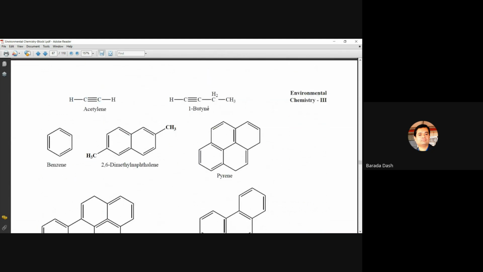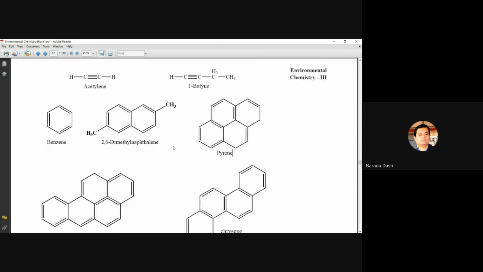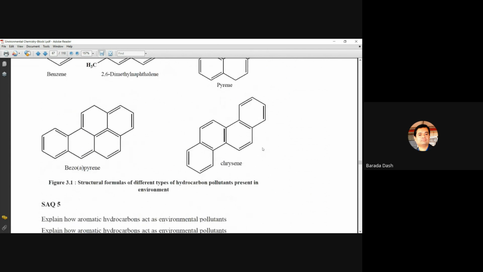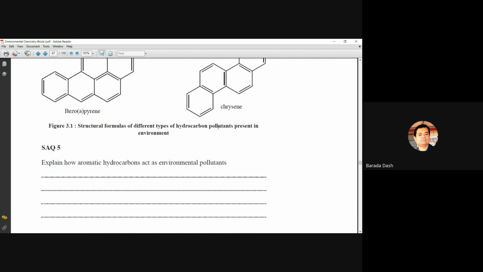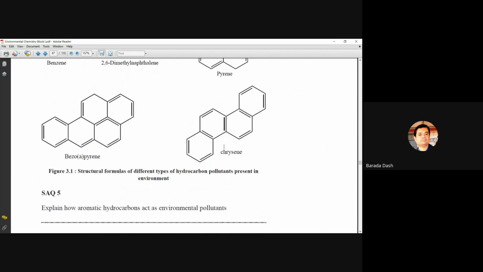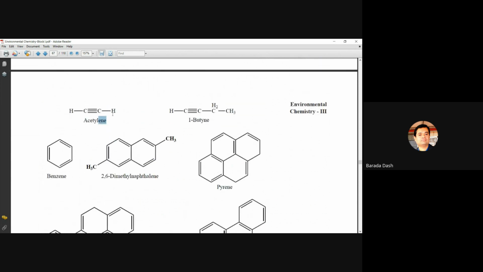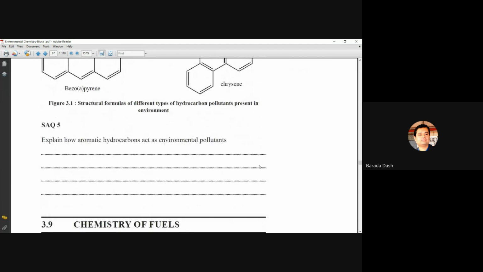Acetylene is there, 1-butene is there, benzene is there, 2,6-dimethyl naphthalene is there, pyrene is there. So these are aromatic and this is aliphatic. This is alkyne, this is alkyne. So unsaturated, this is also unsaturated. Saturated, the structurally different types of hydrocarbon pollutants. These are pollutants, aromatic hydrocarbons and aliphatic, and unsaturated hydrocarbons.